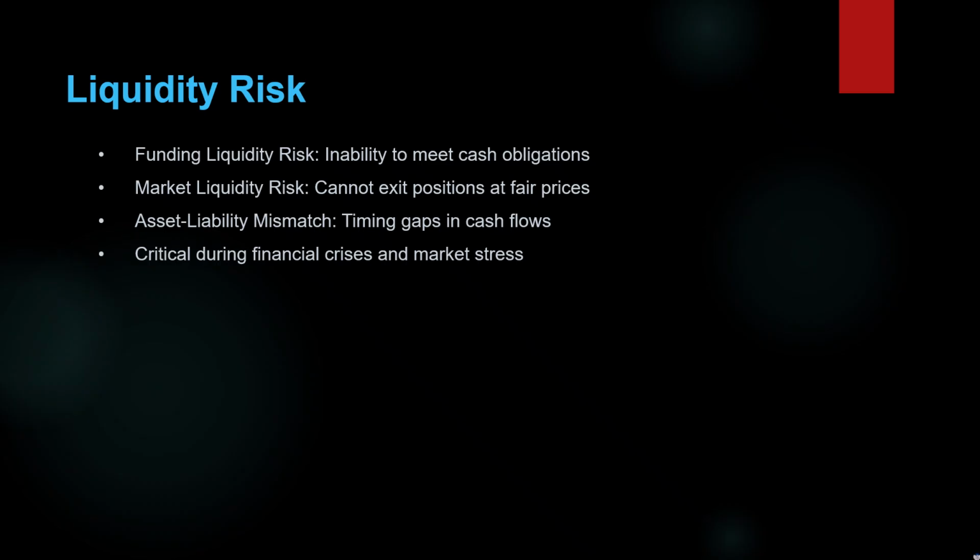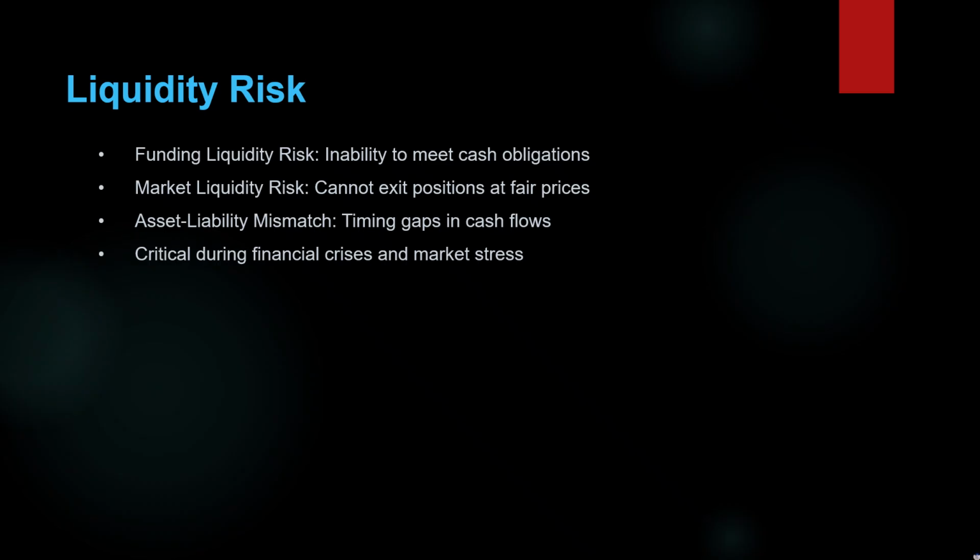A common source of liquidity risk is asset-liability mismatch or timing gaps in cash flows. The classic example is maturity transformation in banking, funding long-term assets like 30-year mortgages with short-term liabilities like overnight deposits or commercial paper. This works fine in normal times, but when you cannot refinance that short-term funding, you have a real problem.